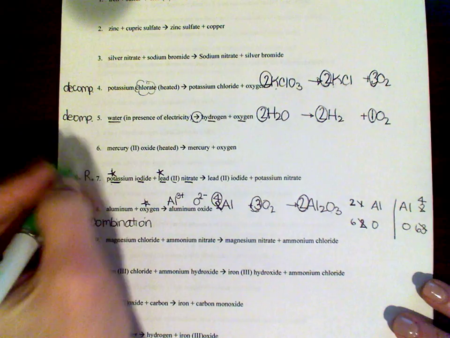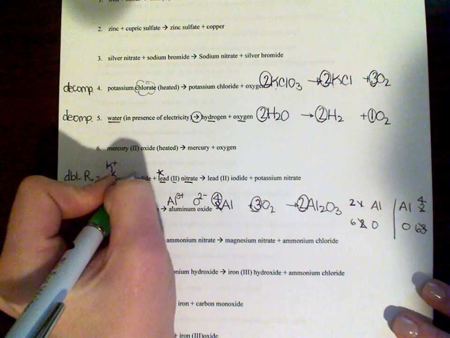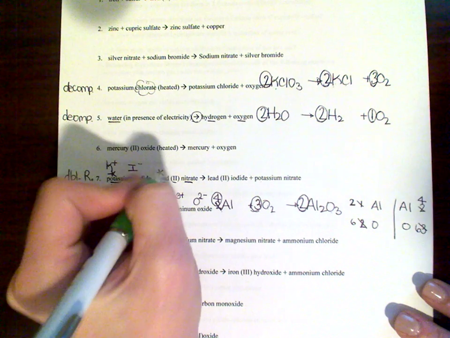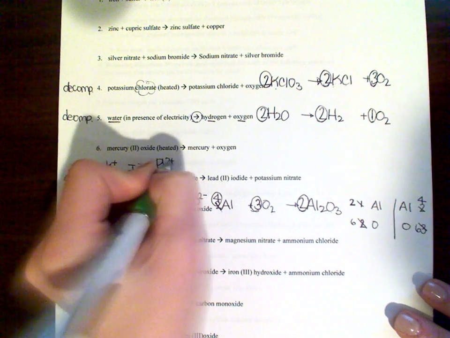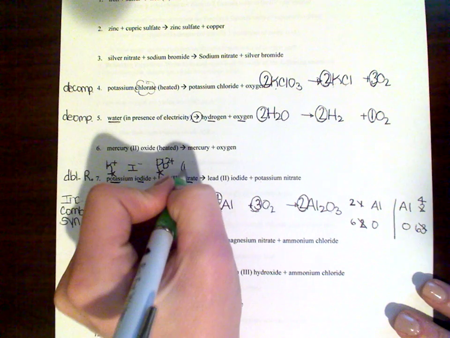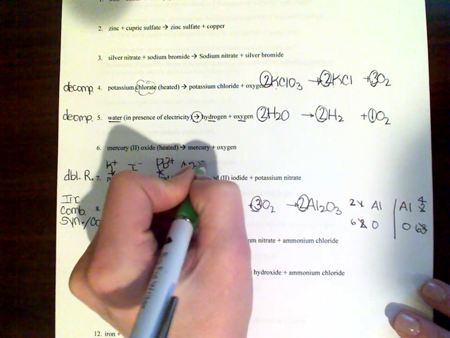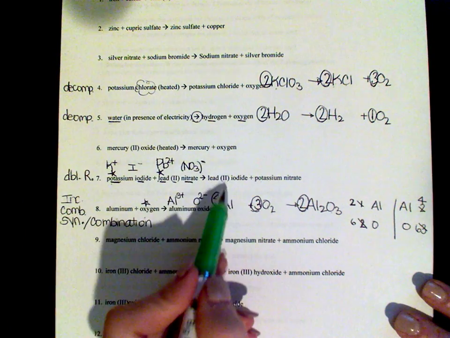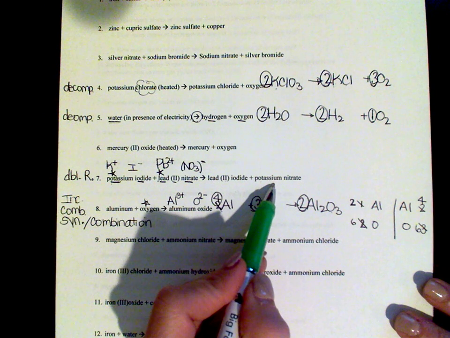So what I like to do is put up on top the different players involved. That's potassium ion, and that's the iodide ion. Lead 2, because lead's transition, and nitrate. Remember on the polyatomics, let's keep the charge on the outside. And then they're going to make lead 2 iodide and potassium nitrate.